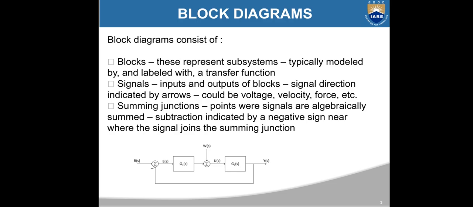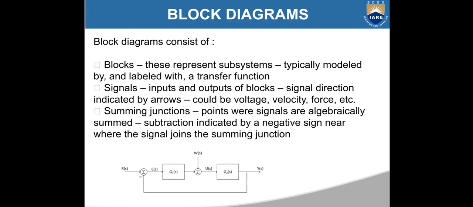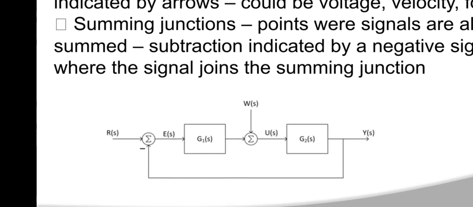The summing junction is the point where signals are algebraically summed or subtracted, indicated by a negative sign near where the signal is joined. The summing junctions are represented as shown.